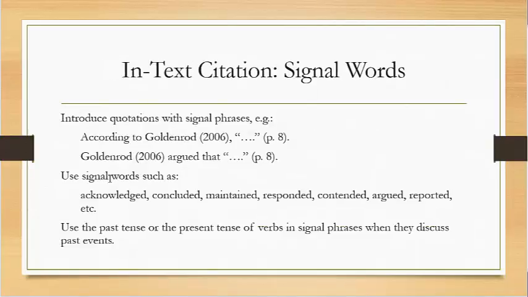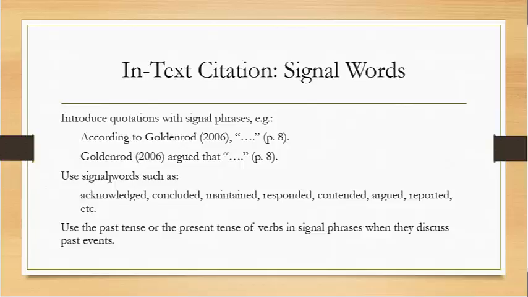All right, in-text citation signal words. It's a good idea to introduce quotations with signal phrases to help guide your reader in making your paper more clear and specific. So I have some examples of signal phrases that might be useful. For example, you can say, according to Goldenrod, and then the year of publication, open quotations, insert the quote, and then include the page number in the end. Goldenrod argued, blah, blah, blah.